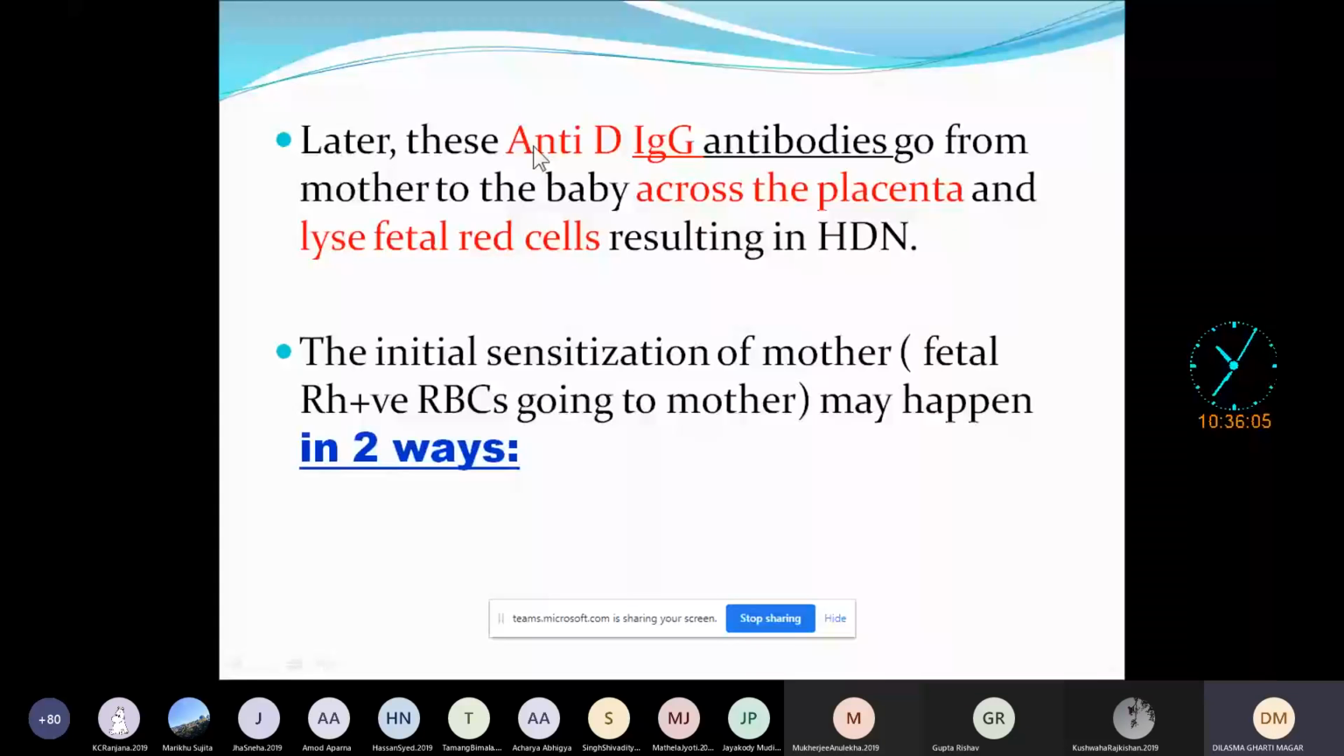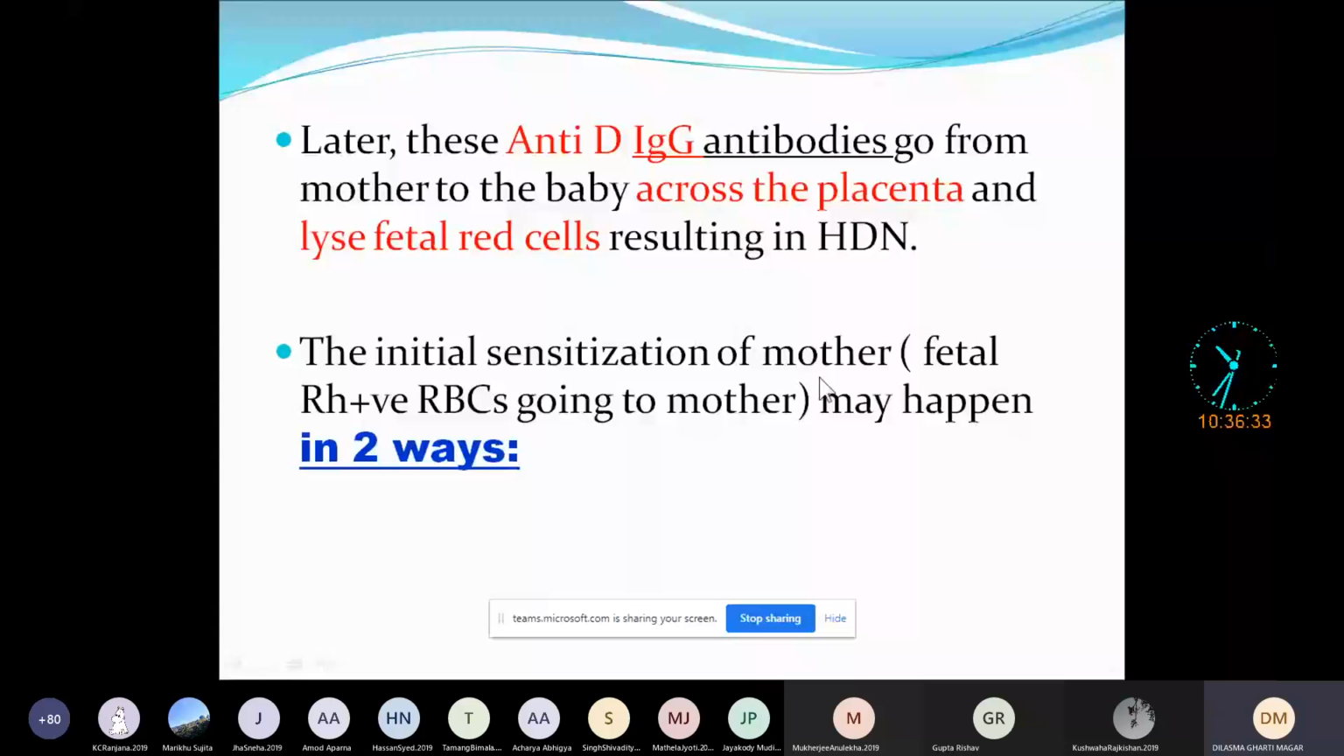So later these anti-D immunoglobulins, antibodies, go from the mother to the baby, and it crosses the placenta and will lyse the fetal red cells, resulting in the hemolytic disease of the newborn. So whenever these anti-D antibodies go to the fetal circulation, they have to cross the placenta. That's why it will lyse the RBCs in the fetus and lead to the hemolytic disease of the newborn.